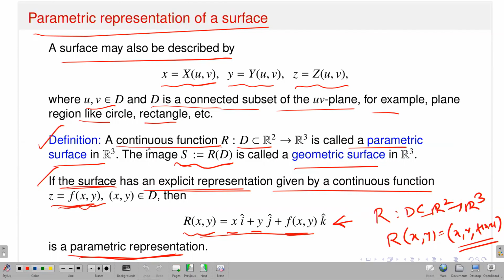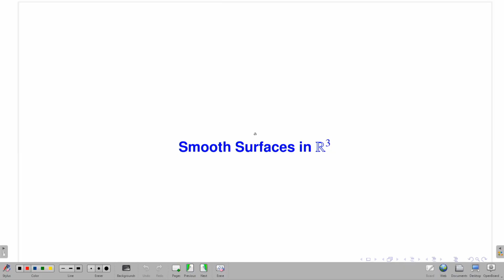There are various ways you can think about that. Either it is a graph of a continuous function, the explicit representation. That means if I have a nice function small f from some domain, a subset of R2, to R given by z equal to f of x comma y, the explicit representation, then you will have the corresponding surface, and then you can have the corresponding parametrizations. Continuous functions from a domain D, a subset of R2, to R3 are called parametric surfaces, and the image is called the geometric surface. I have discussed the notion of surfaces, a couple of examples, and parametric representation.